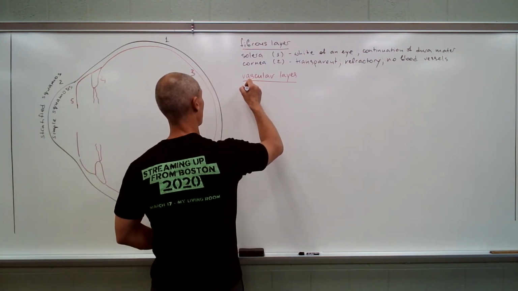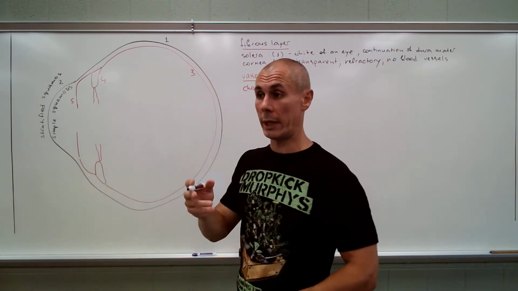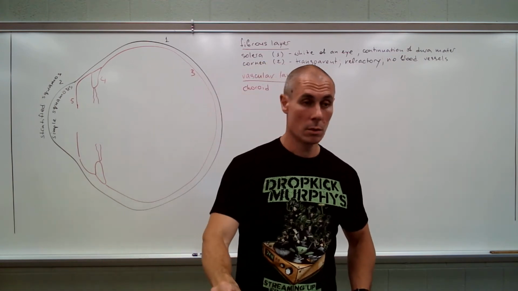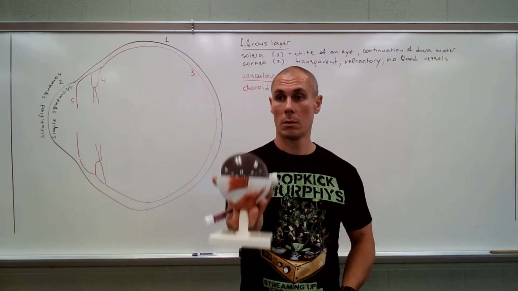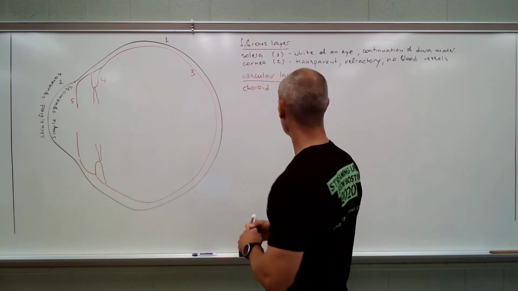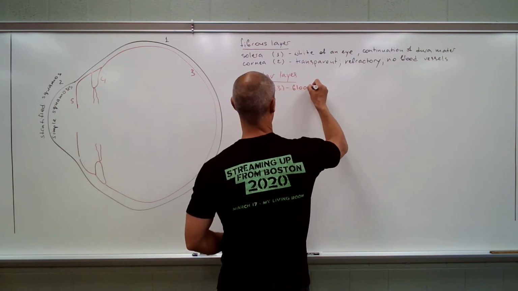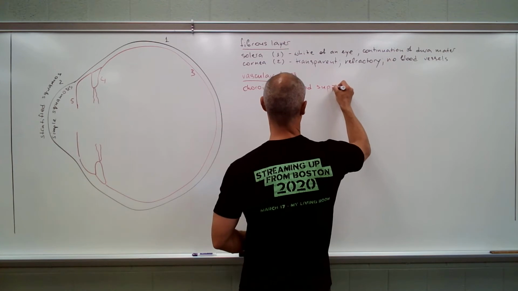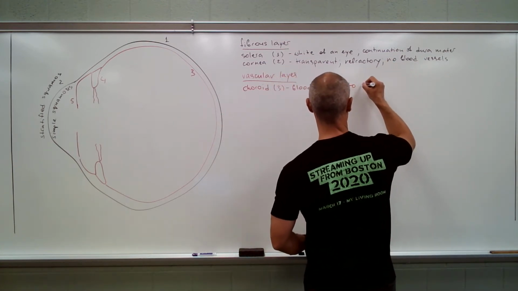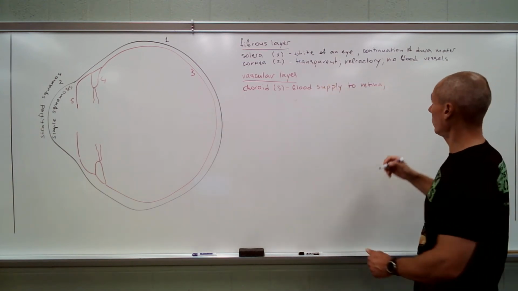It's called choroid. In the models that you're playing with, it's that brownish layer right here. That's choroid. Okay. So choroid plays a crucial role in supplying blood to the retina. It also is essential for light absorption.